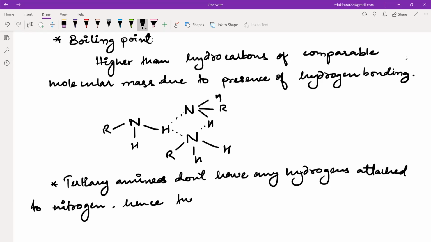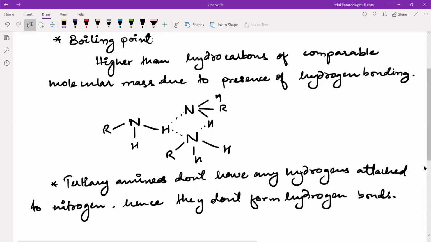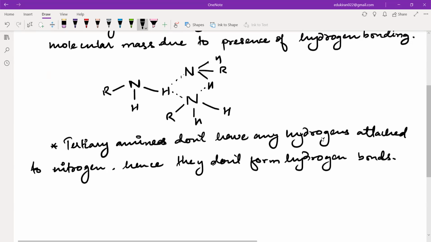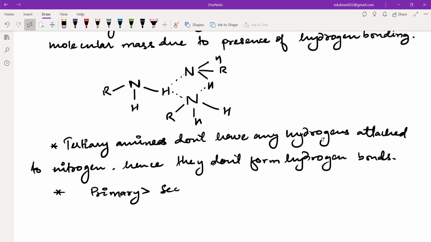Hence, they don't form hydrogen bonds. If I compare, we can say the boiling point order will be: primary amines will have the highest boiling point, followed by secondary, and then at last will be tertiary.